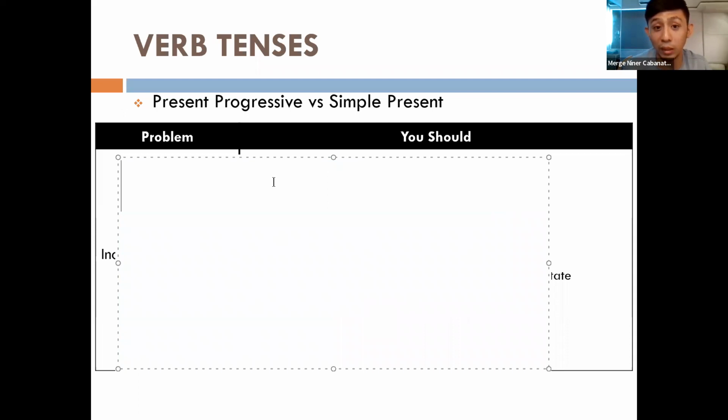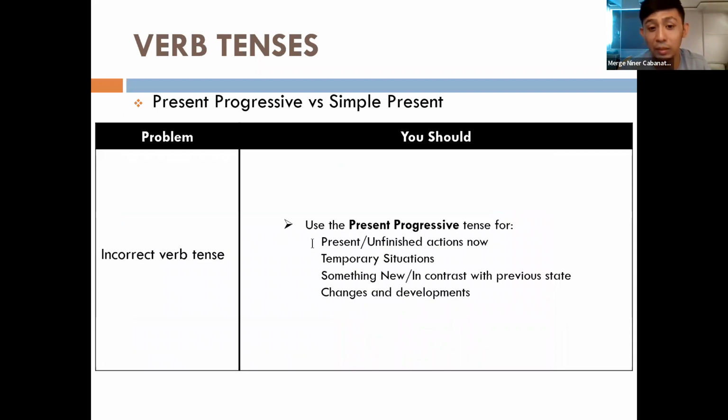So, saan natin pwedeng gamitin si present progressive tense? So, we use it for present and unfinished action now. Isang bagay na hindi pa tapos. Di ba? I am making my project. Hindi pa ako tapos. I am still cooking the dish. Hindi pa ako tapos magluto. Diba? Temporary situation. Diba? I am living far away from my family. It means it's not going to be taking you a very long time. Something new in contrast to the previous state.